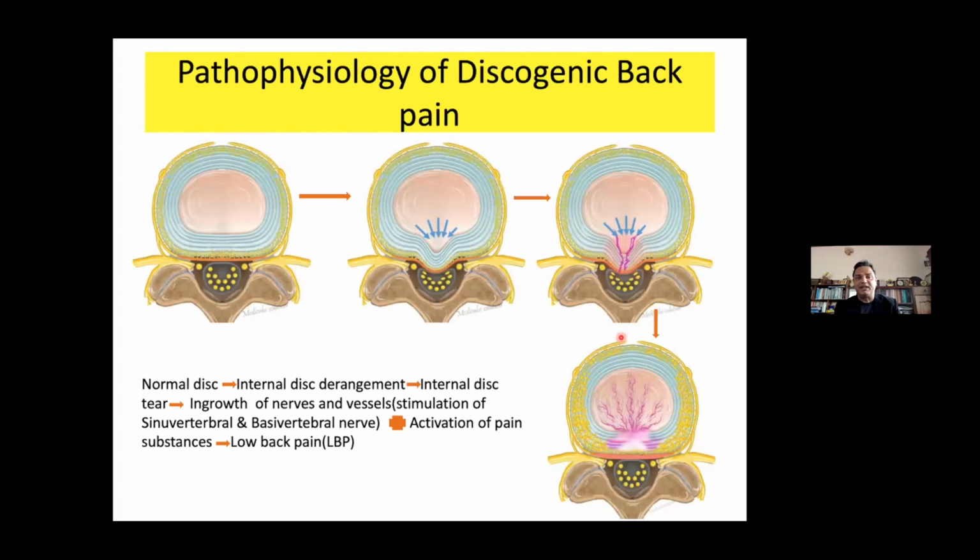And how is the pain produced in discogenic back pain? Initially, there will be internal disc derangement that leads to an internal disc tear, and that leads to the ingrowth of vessels that I talked about, the stimulation of the sinovertebral and the basivertebral nerve, and there will be the activation of pain substances so that you will have back pain. That is the cause of discogenic back pain.